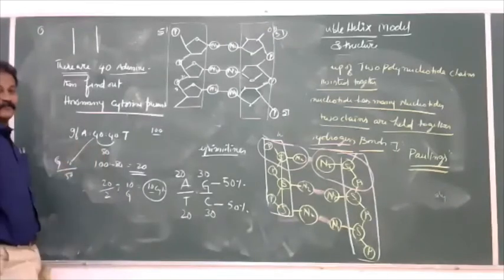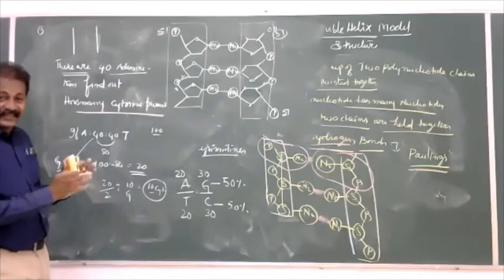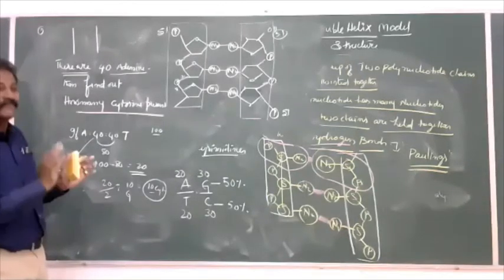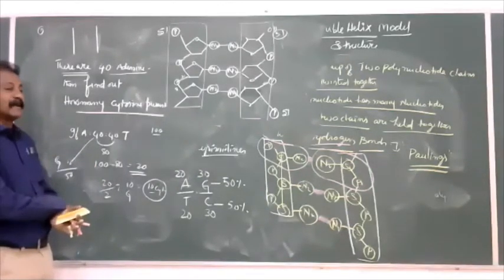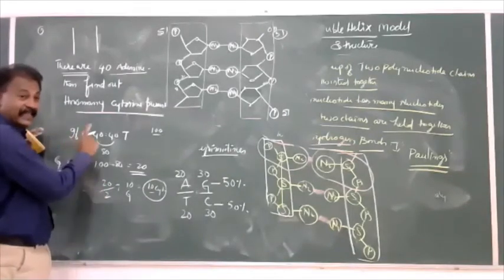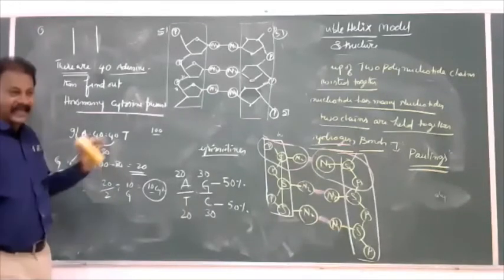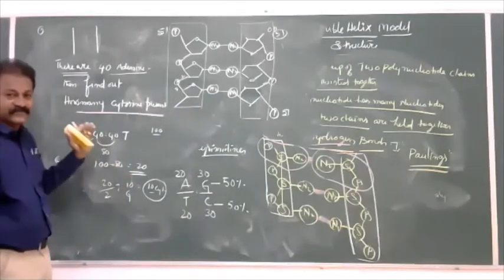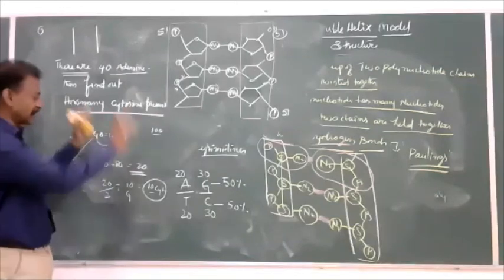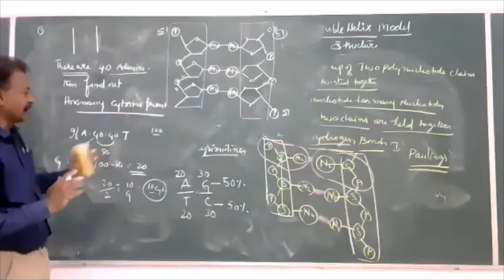50% is the total amount of AT, equal to the total amount of GC. Or A by T, G by C. Or A and G is equal to T and C. A always equals T, G always equals C. And both are equal to 1 in a given sample of DNA.